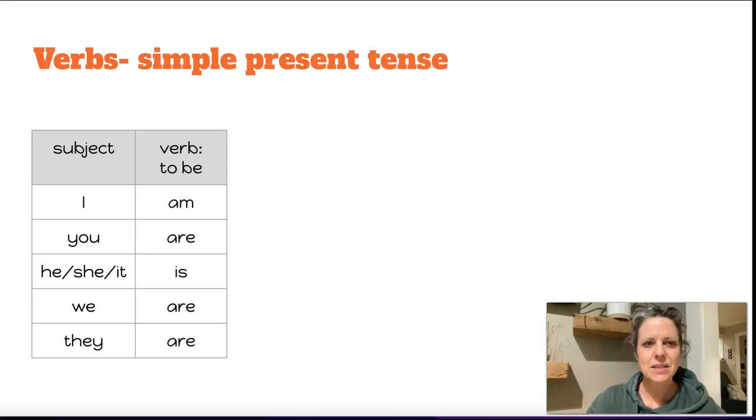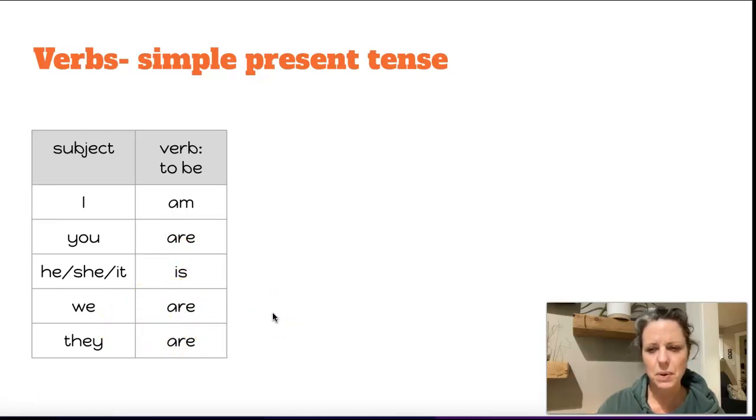Hi. So let's talk about simple present tense verbs. Let's look at the subject pronouns: I, you, he, she, it, we, they. You already know these be verbs: I am, you are, he is, we are, they are.